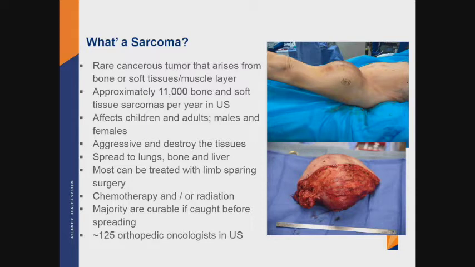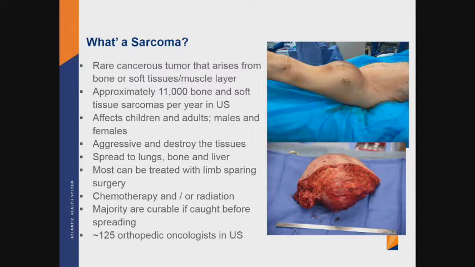So sarcomas are very rare cancerous tumors that arise in the bone or soft tissues or the muscle layers. There's about 11,000 bone and soft tissue sarcomas in the United States per year, and this is relatively rare in contrast to lung cancer, in which there's about 150,000 cases a year. They affect children and adults, males and females. So you always have to keep them in your differential diagnosis when you're considering a patient's cause of pain. It might be the last on your list, but always keep that in the back of your mind that a person can have a tumor.